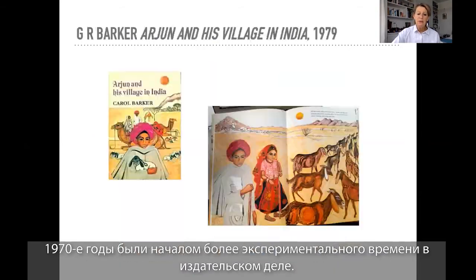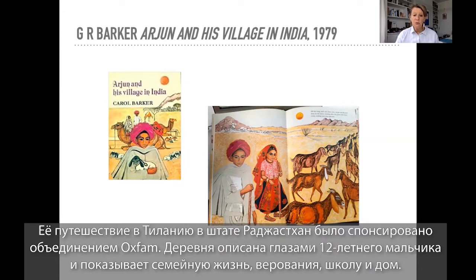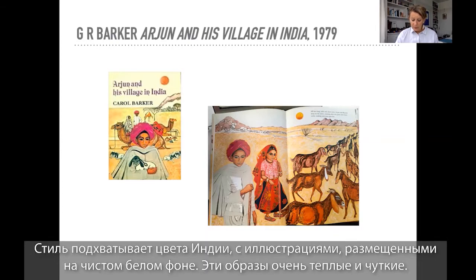In the 1970s, things became somewhat more experimental, I think. And Carol Barker here spent 3 months in India researching this book, Arjun and his village in India. Her immersive experience was sponsored by Oxfam, and she was living in a village in Rajasthan. The village is described through the eyes of a 12-year-old boy and shows family life, faith, school, and home. The style picks up on colours of India with the illustrations placed on clean white backgrounds. The images are very warm and sympathetic.